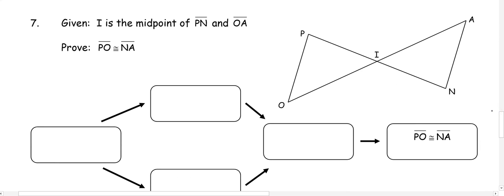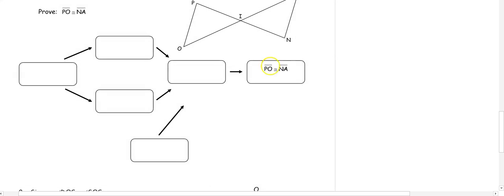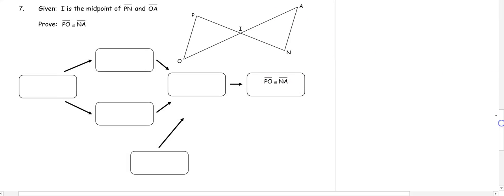Number 7, this is now a flow proof, and we're doing the same thing. So notice with the flow proof, our last statement is still that proof statement over here. So I is the midpoint of PN and of OA. So in this case, we need to write down the same box, and then we're going to split into two steps to show each of these things are congruent. The other thing we can also mark in our triangle is that vertical angles are congruent. So all the way to the left over here, we're going to give our given statement because it has to break into one more step each.